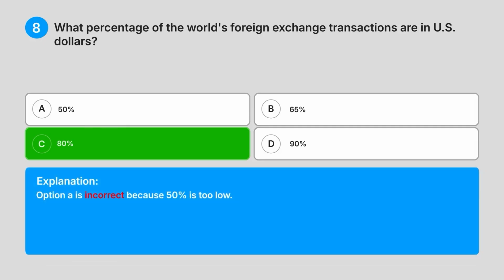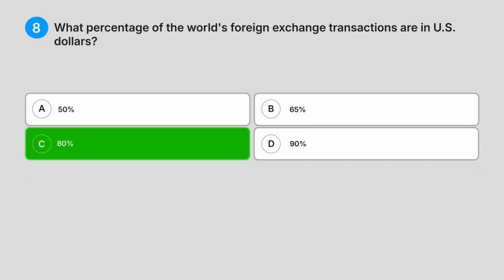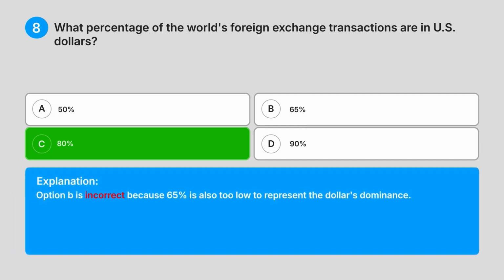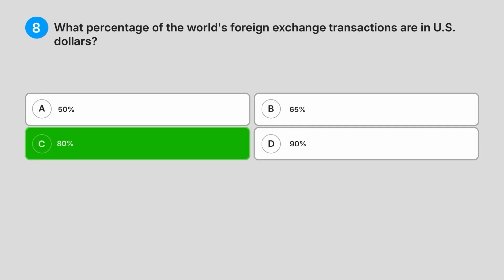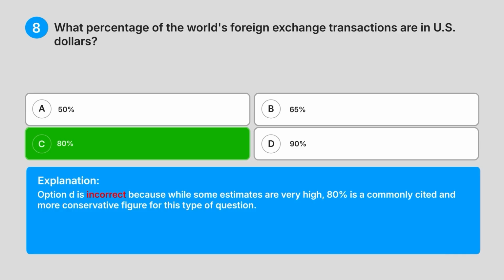Option A is incorrect because 50% is too low. Option B is incorrect because 65% is also too low to represent the dollar's dominance. Option D is incorrect because while some estimates are very high, 80% is a commonly cited and more conservative figure for this type of question.